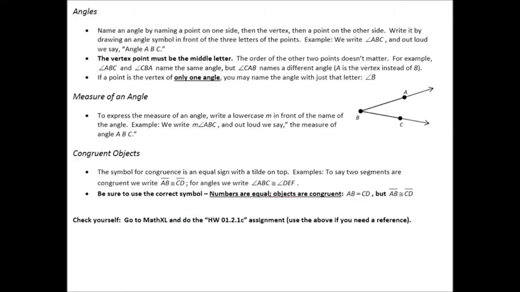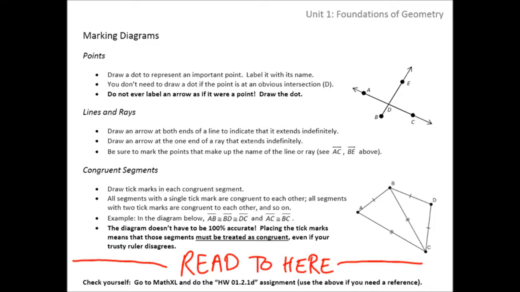When we talk about angles, with the middle letter being the vertex, the example that was incorrect looks like this. Don't copy this. That's what angle CAB would look like. Now please go into MathXL and check yourself on the next piece of the Tier 1 assignment. Then read the next section.